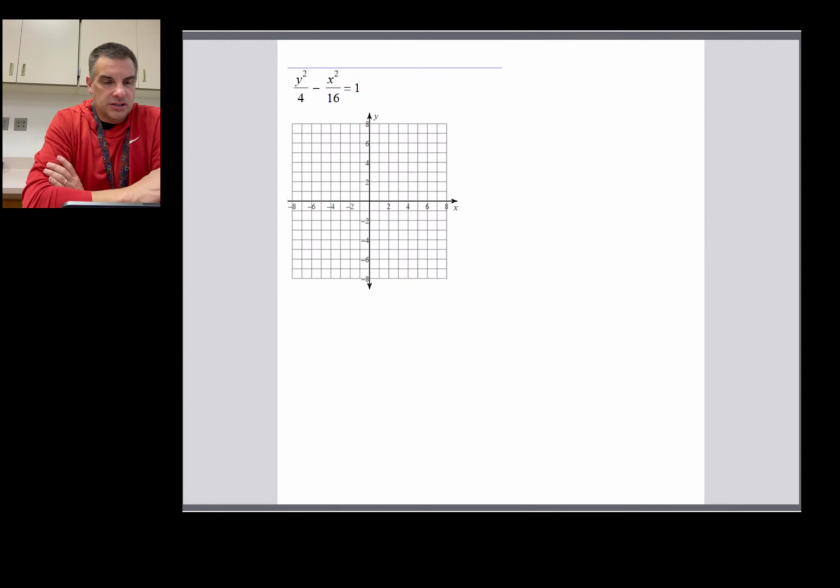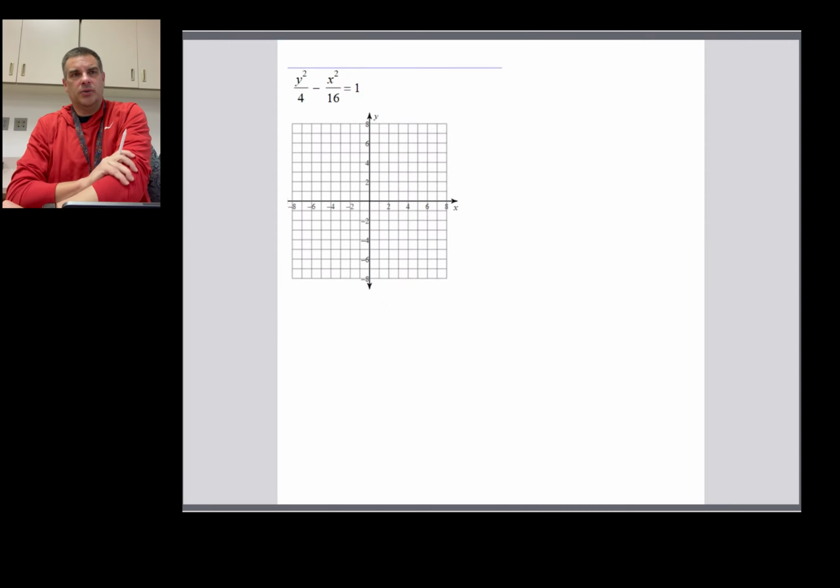Okay, so let's look at a couple of examples. Again, if you had to press pause, go back and press pause. Go ahead and press pause with that.